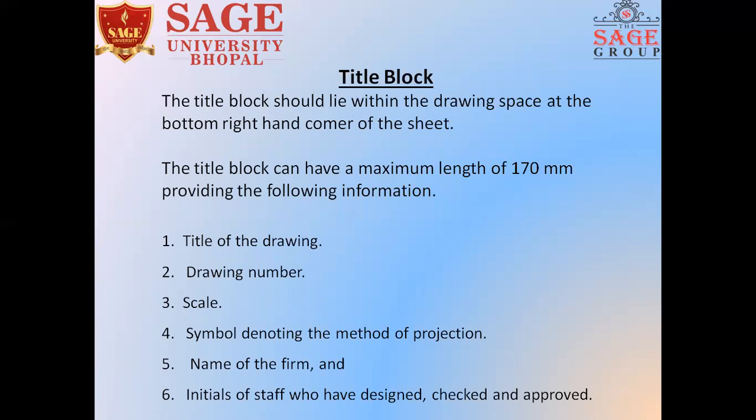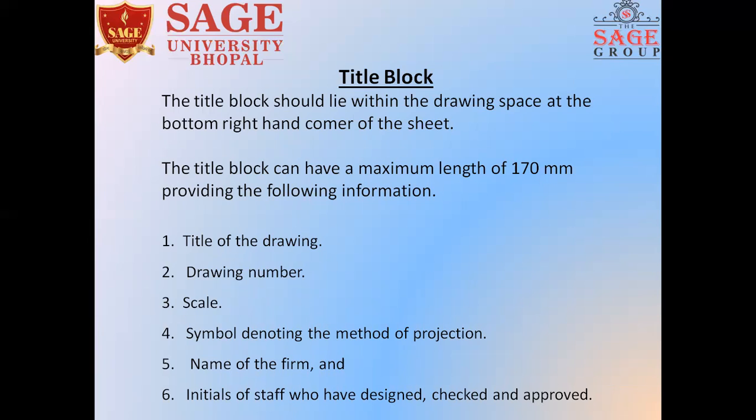Title block. The title block plays a very important role in industry because every piece of information is mentioned on it, for every engineer making an object with the help of the drawing. So first we read the title block, because the material, the coding, the projection method, everything is mentioned there. Generally, the size of the title block is 65 by 185, or generally we take a maximum of 170 mm. It should be within the drawing space at the bottom right hand corner of the sheet. It is always at the bottom right corner of the sheet.